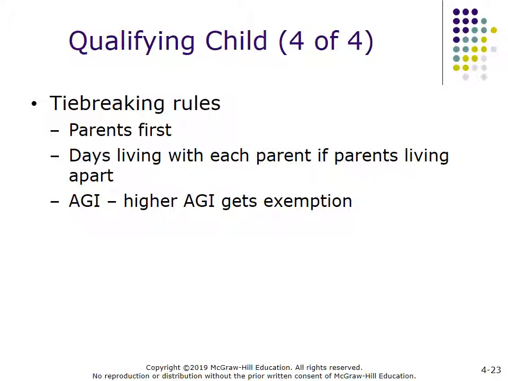Before we go to qualifying relative, I forgot we got some tie-breaking rules. Sometimes two parents will be able to claim the same child as a qualifying child. Well, they can't split them in half. Okay, so they have to go under tie-breaking rules. If more than one person can claim a potential dependent as a qualifying child, the parent gets the dependent qualifying child first. If it's two parents, the one the child lives longer with. Okay. If it's neither parent, the one with the higher AGI.